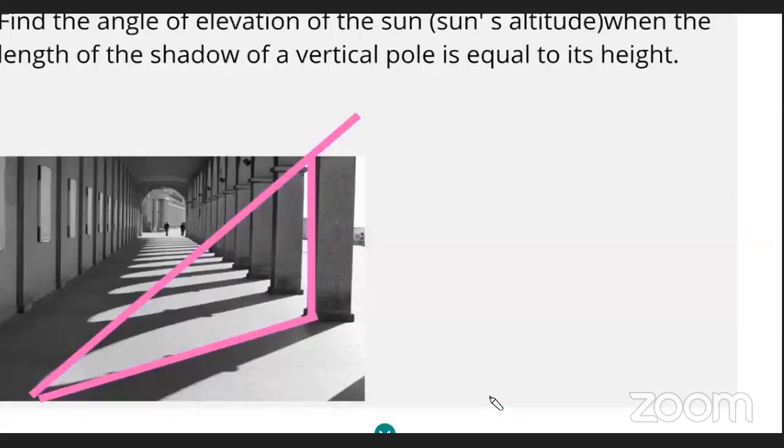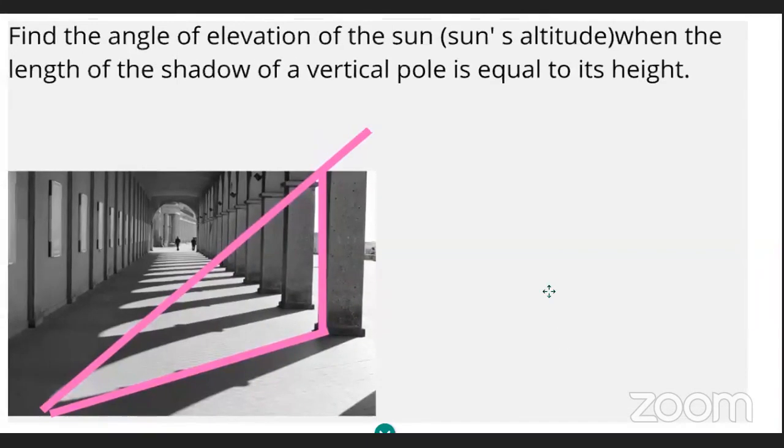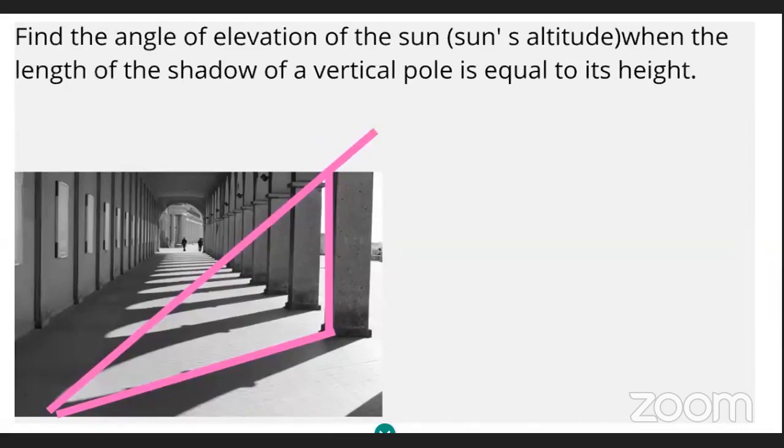Let's read and understand this question. It's a very important question. Now, if you see, find the angle of elevation. So the angle of elevation is not given, therefore I have to mark it and put a theta. Or you can put A, B, but I'm putting a theta, okay? The sun's altitude. What is the meaning of sun's altitude?